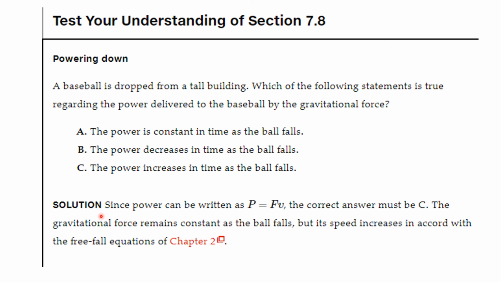Okay, so here's the answer. Since the power can be written as P equals F times V, the correct answer must be C. You see, the gravitational force, mg, remains constant as the ball falls, but its speed increases in accord with the free fall equations we learned earlier. The ball is going faster after you drop it and when it hits the ground. So the correct answer must be C.